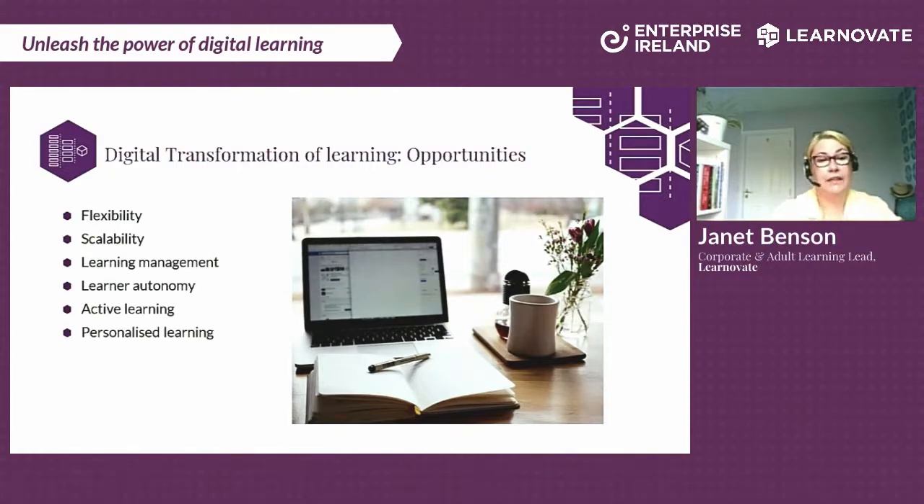And active learning. So active learning is, as you can imagine, the opposite of passive learning. So if anyone's ever been in a passive learning experience, it tends to be just a kind of one-way transfer of information. So for example, a trainer in a training room providing information, a lecturer in a lecture theatre, and the learner is not involved in the experience. So active learning involves the learner in the experience. It involves collaboration with each other. It involves activities, interactions, etc. So digital transformation of learning offers that kind of opportunity.